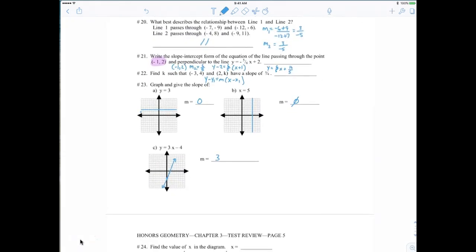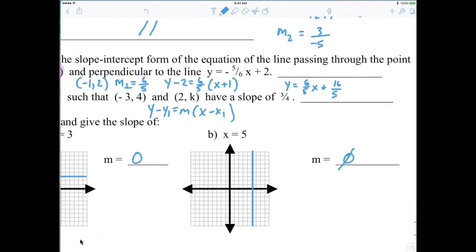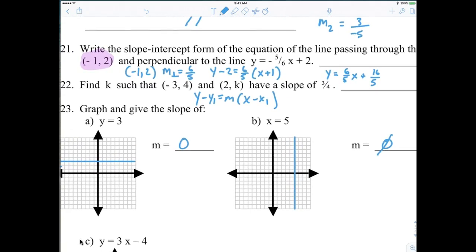Just tell me the number. 21. Here we go. I don't get 21. Oh, okay. 16. Is that right or not? I thought you said 10 fifths. No, we're adding 2. I thought it was like the negative reciprocal, and then you get 16/5.